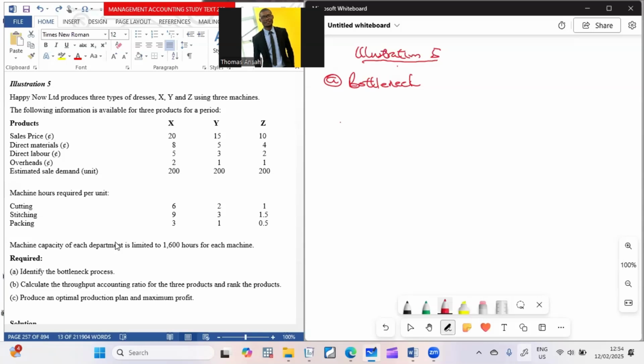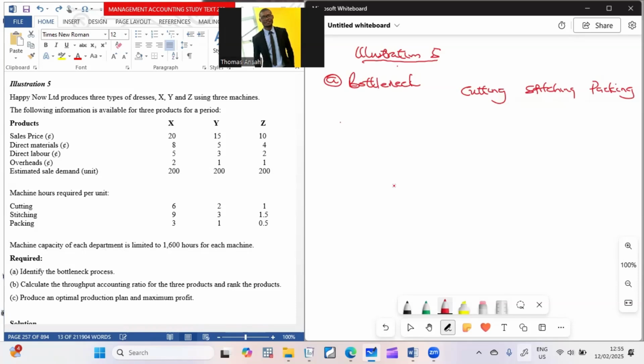Now you see that the machine capacity is 1,600 for each department. And the departments we have are cutting, stitching, then packing. So we need to find the department where there will be a bottleneck, because the machine capacity for each department is 1,600. So this is the question type where you have to find the bottleneck.